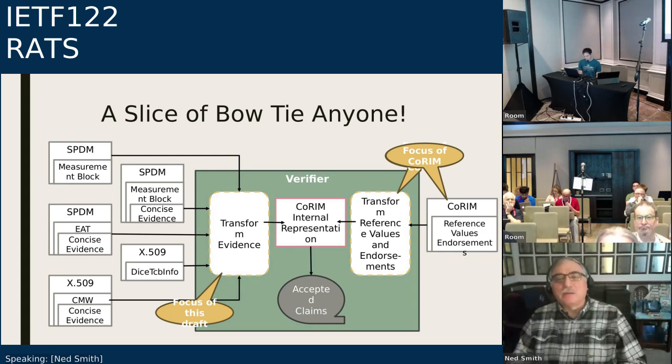Here's a diagram that explains a slice of the bow tie. The RATS architecture has a section describing complexity challenges facing attestation, in that there are many different possible formats out there that have to be consumed by a verifier, both from the evidence side and from the reference values and endorsement side. Both sides are inputted, and then there's an internal transformation step into the internal representation, and then you get a set of claims. Here it's called the accepted claims, which is essentially a list of claims that have all been appraised. It ends up being the representation of the state of the attester at some point in time.